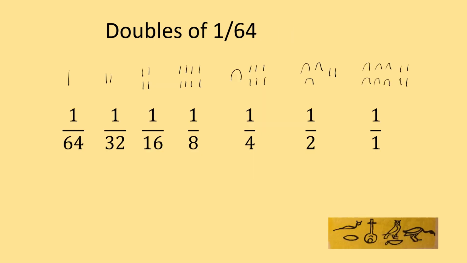In this case, we want to look at the doubles of 1/64, or 1 over 64. So 1 over 64 is 1 over 64. Two groups of 1 over 64 is 1 over 32. Four groups of 1 over 64 is 1 over 16. Eight groups of 1 over 64 is 1 over 8. 16 groups of 1 over 64 is 1/4. 32 groups of 1 over 64 is 1/2. And 64 groups of 1 over 64 is 1 over 1, or 1 whole.